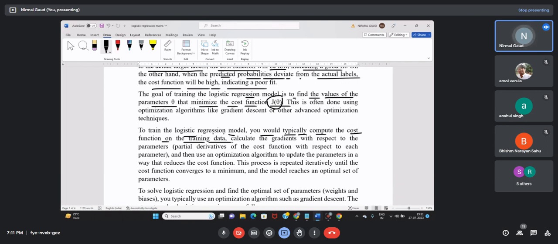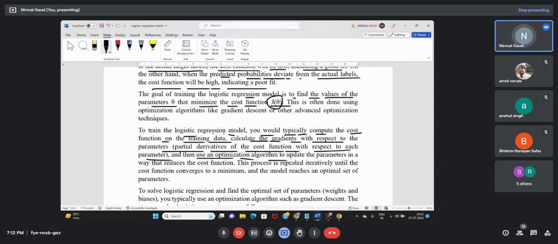We find the partial derivatives of m and b, the slope and the intercept. We perform partial derivatives del by m and b, so that we call them the weight and the bias. Same thing here also. During the training of the logistic regression model, we need to compute the cost function on the training data. We are going to calculate the gradients with respect to the parameters, whatever they are, that is the weight and the bias. These are the parameters. With these only, we need to calculate the derivatives.